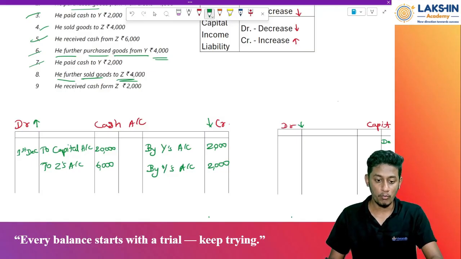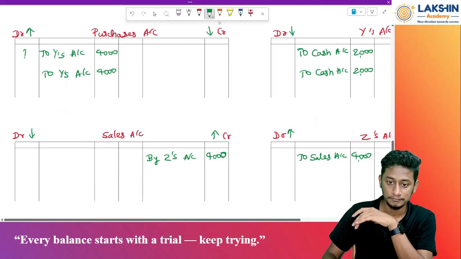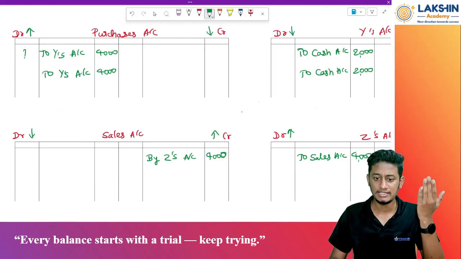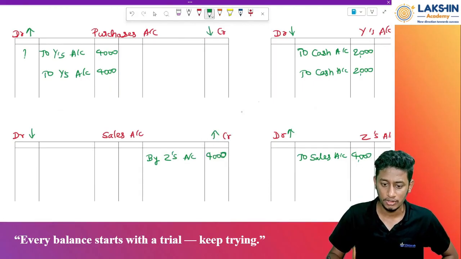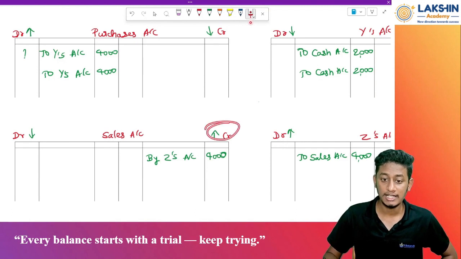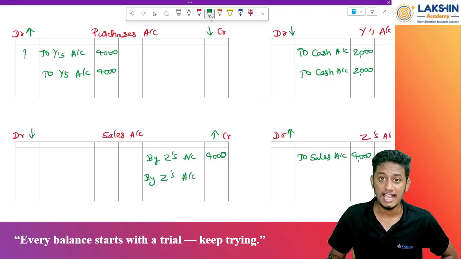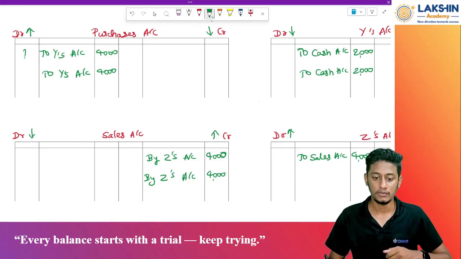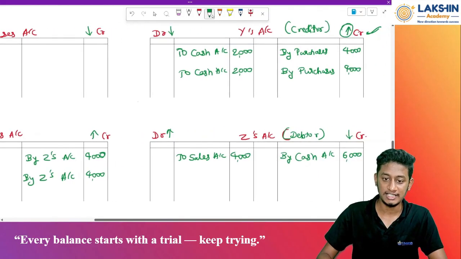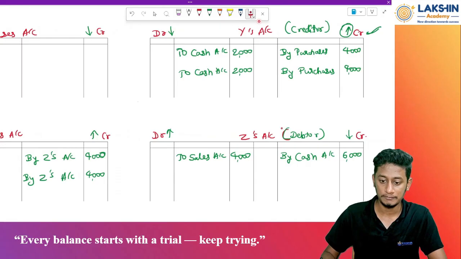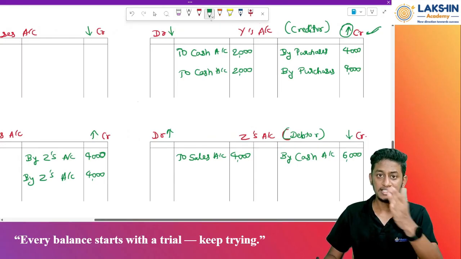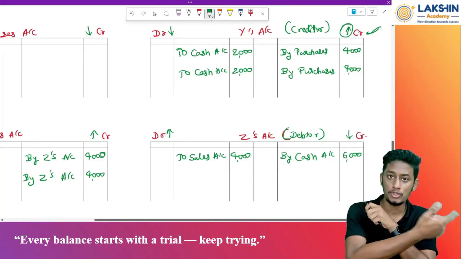So now where to pass the entry first? On the sales account. Sales is increasing, my income is increasing, right? So therefore I will create the entry. So by Z's account. Is cash received? No. So rupees 4,000 is the entry. Now in Z's account what will happen? He is a debtor to me. He is supposed to pay me now.